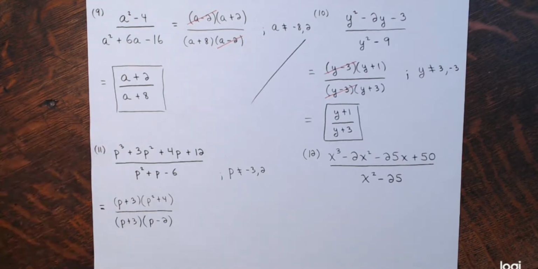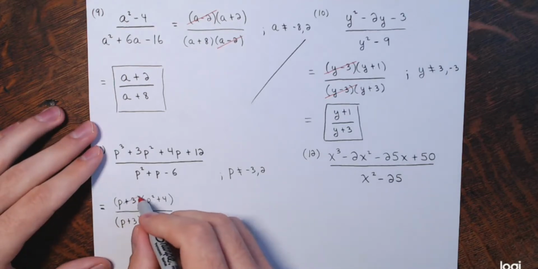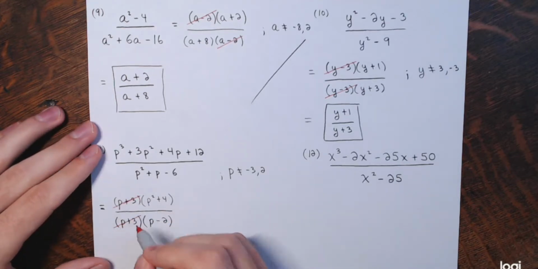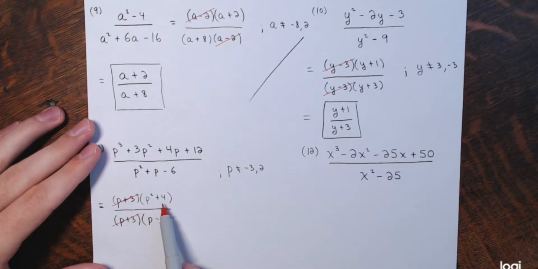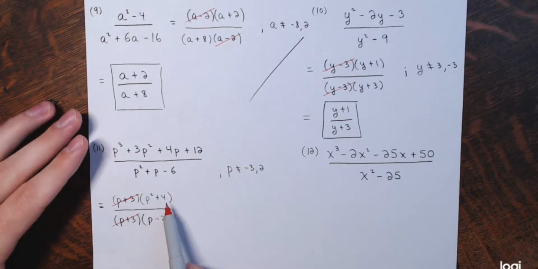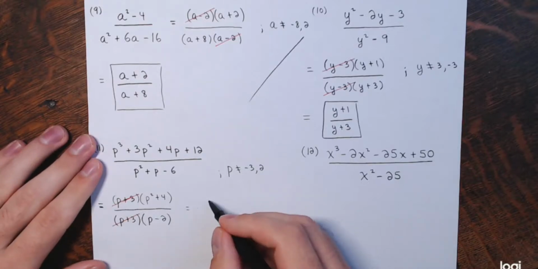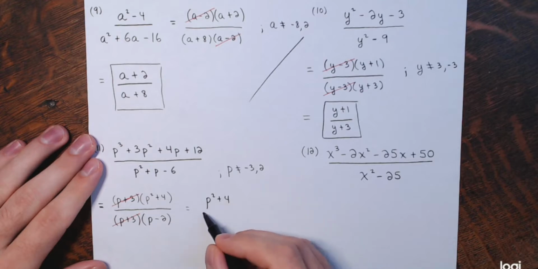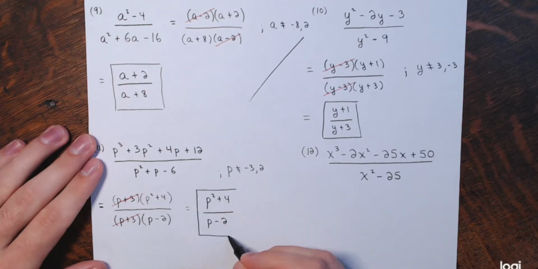Now that I have the numerator and denominator completely factored, I cancel any common factors. And the only common factor is p plus 3. Now remember, p squared plus 4 is not factorable. That's a sum of squares, not a difference of squares. So that stays the way it is. And so I'm left with just p squared plus 4 in the numerator divided by the one factor of p minus 2 in the denominator.